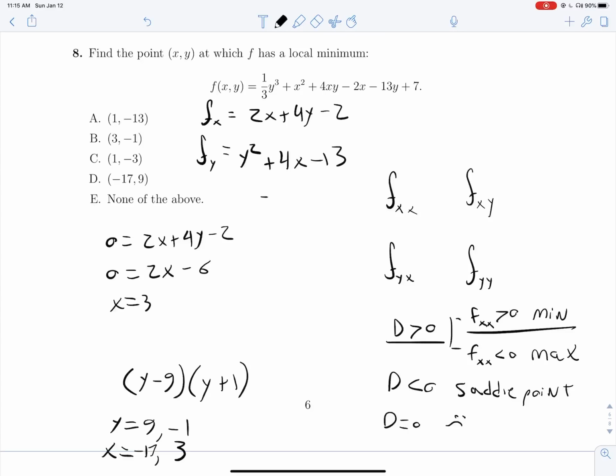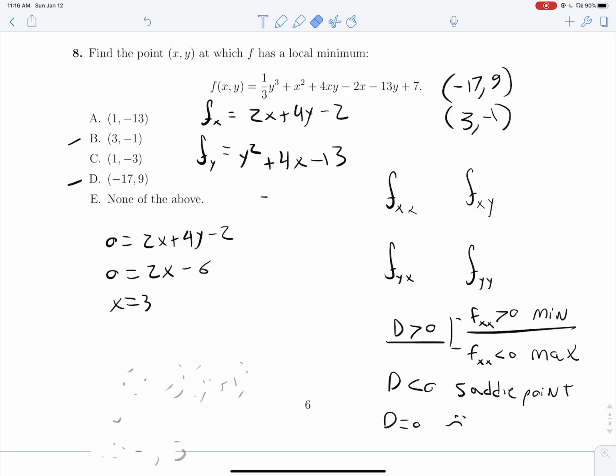So after all that, we're like halfway done with our question. We know that our two ordered pairs that can possibly be minimums or maximums or saddle points are (negative 17, 9) and (3, negative 1). And this is great because we see that these are two potential answers that they're already giving us. So we've probably done something right, or at least we're on the right track.